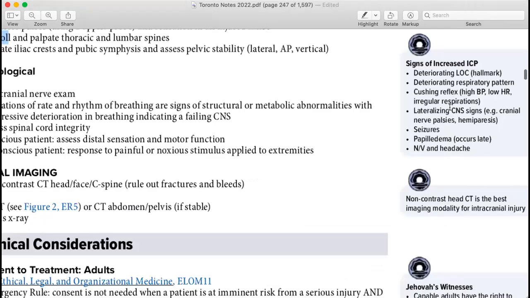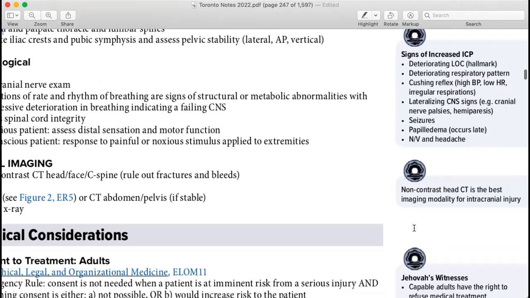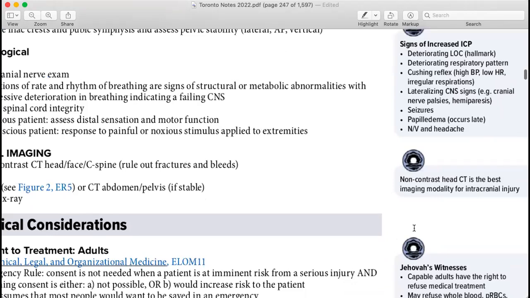Signs of increased intracranial pressure: deteriorating loss of consciousness, deteriorating breathing pattern, Cushing reflex, high BP, low heart rate, irregular respiration, lateralizing CNS signs, seizures, papilledema, nausea, vomiting, and headache. Non-contrast head CT is the best imaging modality for intracranial injury.